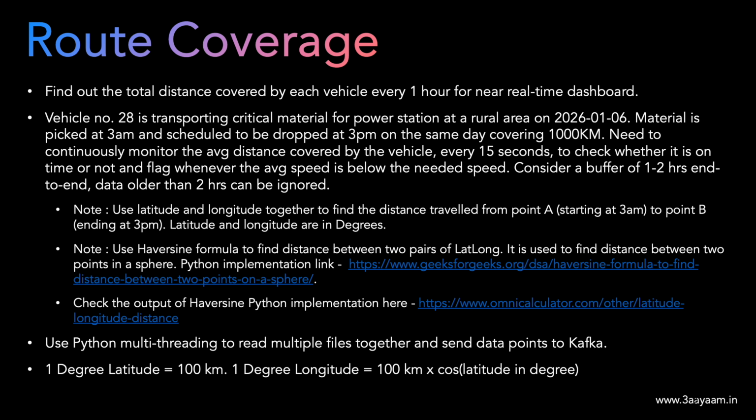Now let's come to the second use case, or the second business statement. As per this business statement, you have to focus on only one vehicle, which is vehicle number 28. And it seems like vehicle number 28 is transporting some critical material for a power station at a rural area. The transportation is being done on 6th January of 2026. It is a critical material because it would be sent for power station usage at a rural area. That's why.